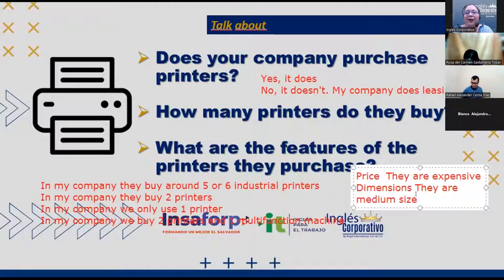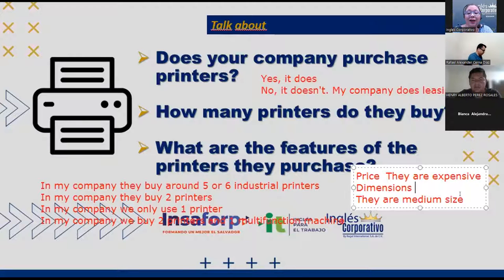A ver, pero si hablamos de dimensions, podríamos decir, in technologies, we talk about the slim version. It's a new version. It's a small slim. It uses less space. Okay, slim version. Good.